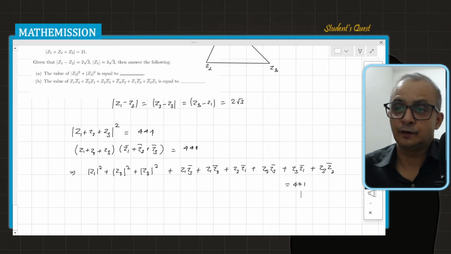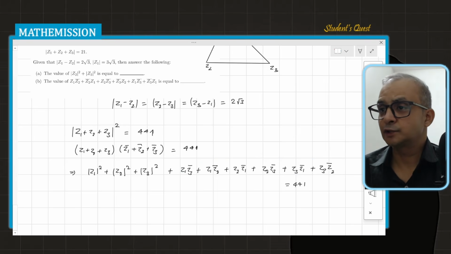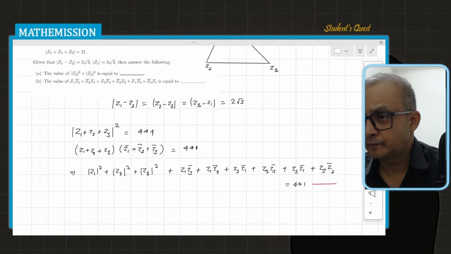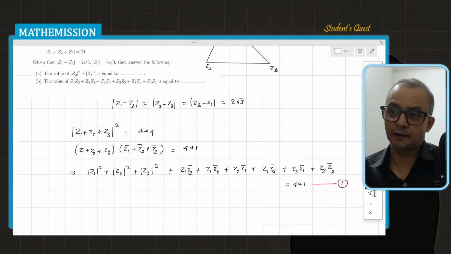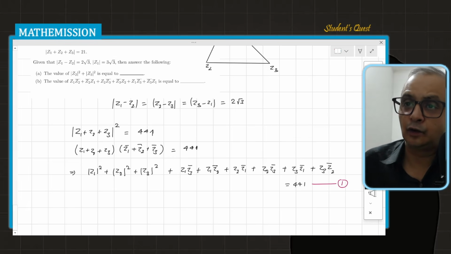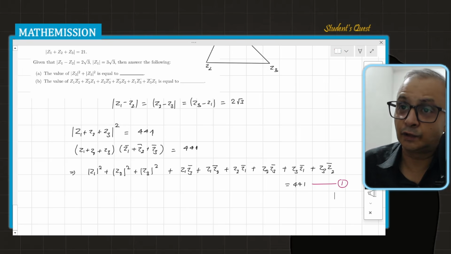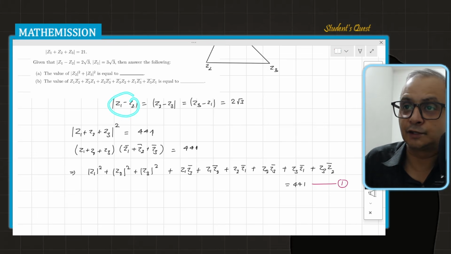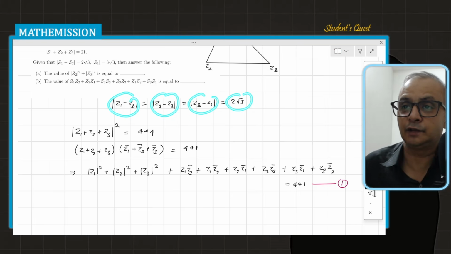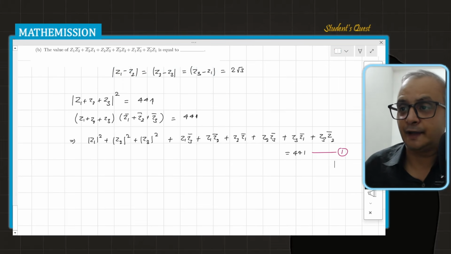So let's call this thing equation number 1. Now notice one more thing: |Z1 - Z2| is 2 root 3, |Z2 - Z3| is 2 root 3, and this is also 2 root 3. So let's use this fact.